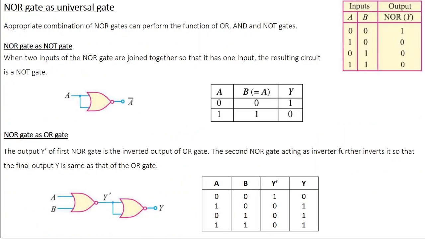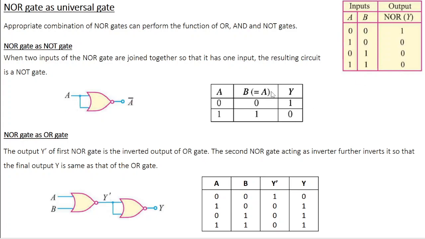And just like a NAND gate, a NOR gate can also function like an OR gate, AND gate and NOT gate. First one, NOR gate as NOT gate. This is very similar to the NAND gate. Basically, you join together the two inputs of the NOR gate. So this will give you the NOT operation. So if you look at the truth table, when both inputs are 0, the output is going to be the inverse of that, 1. Similarly, when both are 1, the output is going to be the inverse of that, 0.